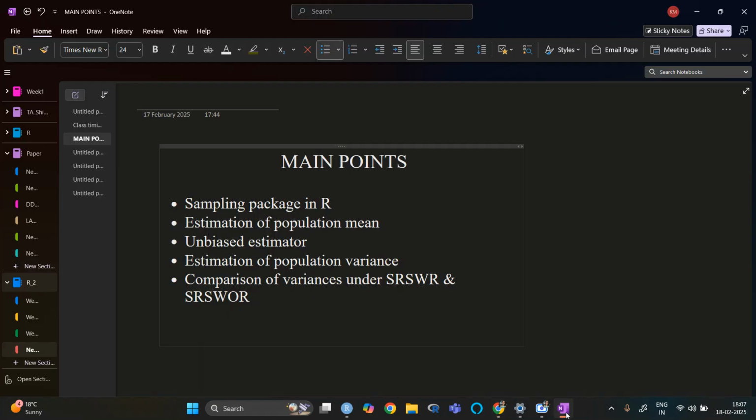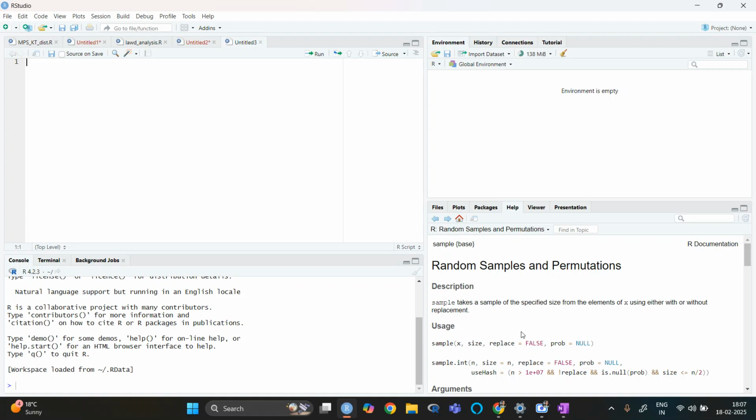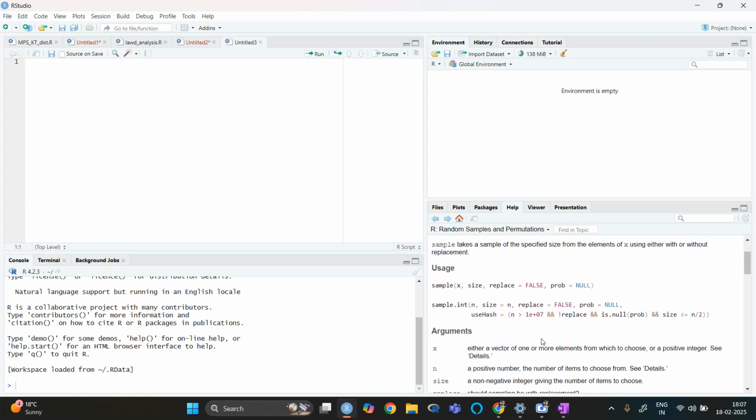As I have said, in the last class we went through this package, sample. This time we will see what we have in the sample package. If replace is false, that means replacement is not allowed. That means it is SRSWOR, simple random sampling without replacement.